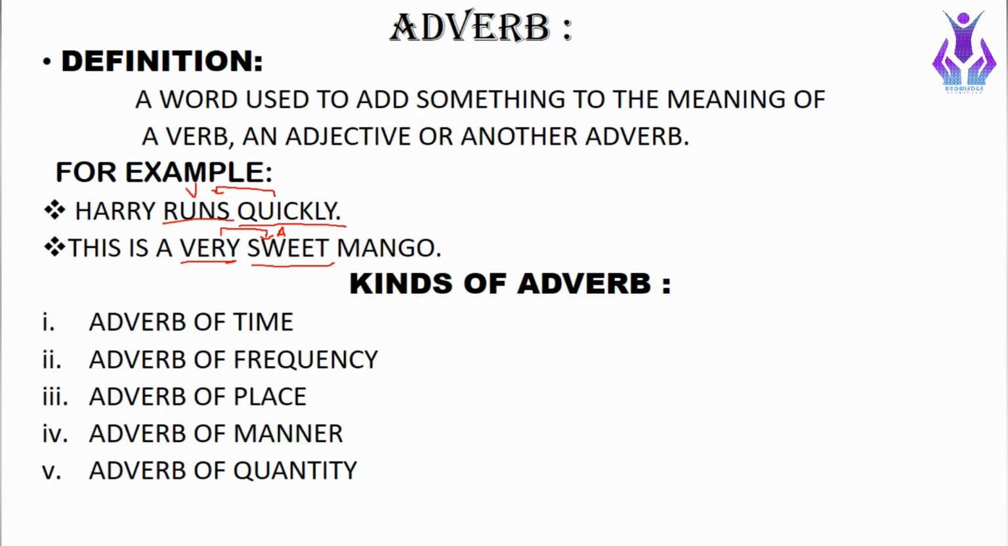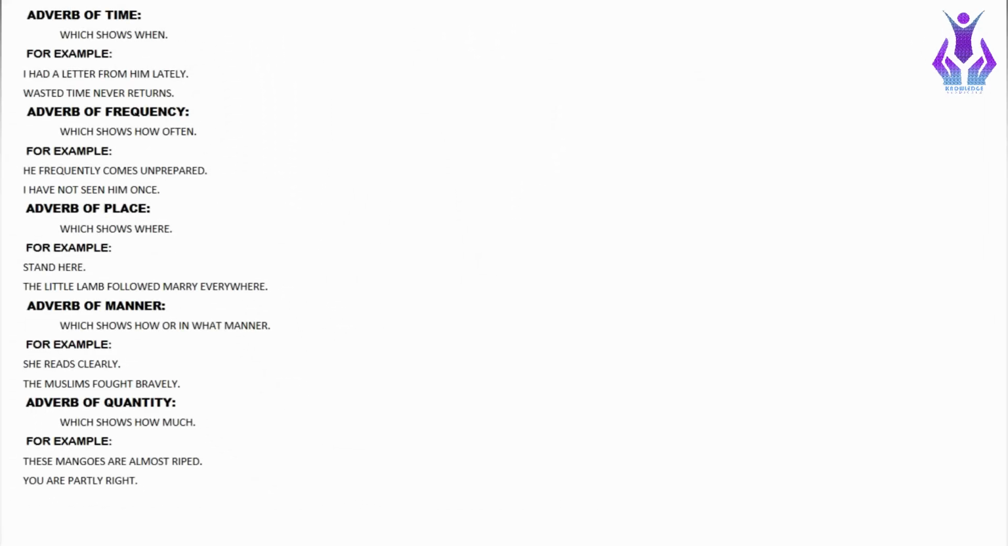There are certain kinds of adverb that we have: adverb of time, adverb of frequency, adverb of place, adverb of manner, and adverb of quantity. We will go through them one by one. Adverb of time shows when things happen, or it answers the question when. For example, I had a letter from him lately. Here the word lately tells us when I had a letter from him. So it is an adverb of time.